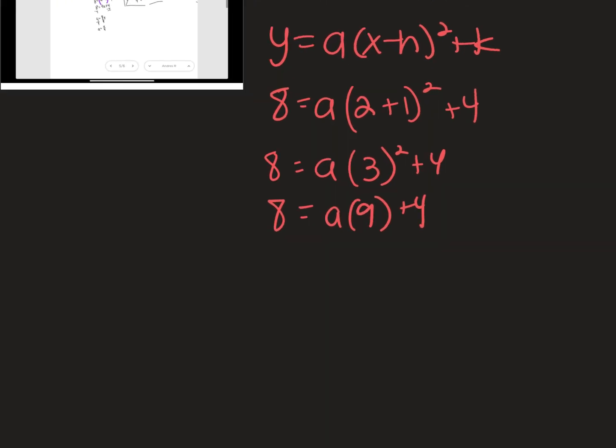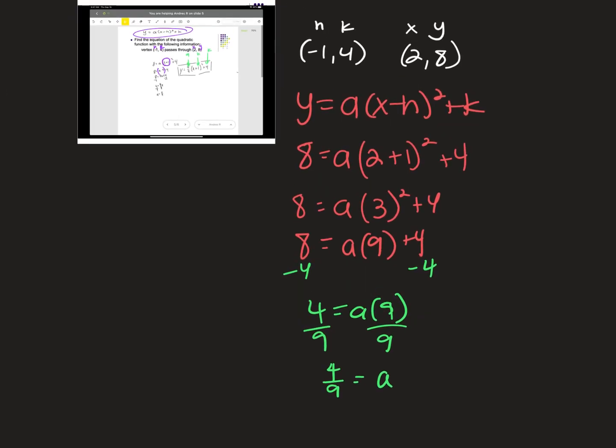At least once in this quiz, somebody combines these together first. That's wrong, okay? That 9 is part of the a. You can't separate those. You've got to subtract the 4. 4 equals a times 9, and then divide by 9, and a is 4/9.